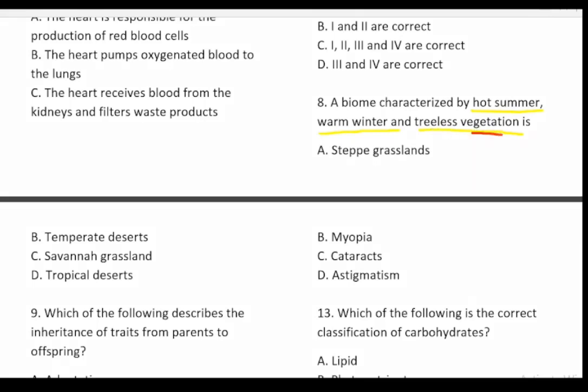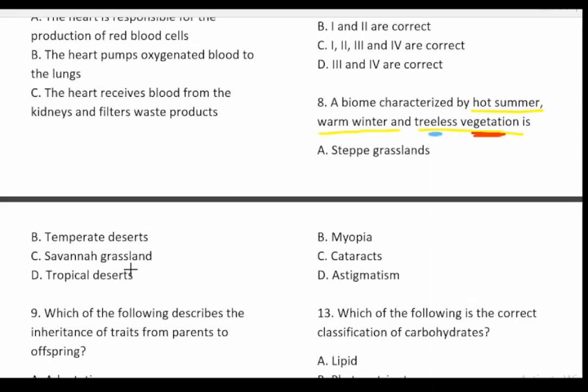So that environment must have vegetation. That is very important. But what kind of vegetation are we expected to have in such environments? The kind of vegetation is going to be treeless. That means there will be no trees, but it will have vegetation. So definitely it is going to be more of grasses. Treeless means that there will be no trees there. So we'll be having grasses or, let's say, shrubs. So such an environment is going to be majorly grasses. So we have the steppe grassland, we have the savanna grassland.